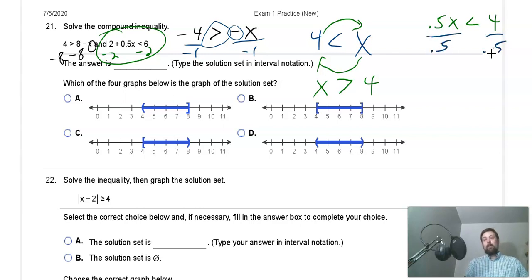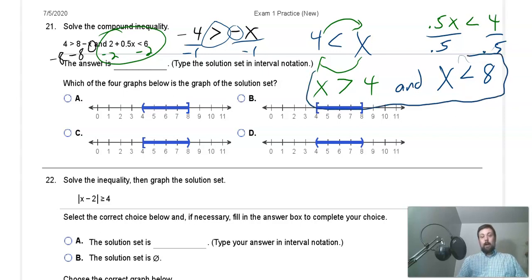Divide by 0.5 on both sides. Just use your calculator. It'll be fine. You're going to get x is less than 8 is what you end up getting there. You do not flip the symbol around this time because we didn't divide by a negative. We divided, but it wasn't negative, so it doesn't flip it around. And this is an and. So this is solving it for x. That's the solve part. Then it wants the answer in interval notation, and it wants to know what the graph is. So let's do the graph first.